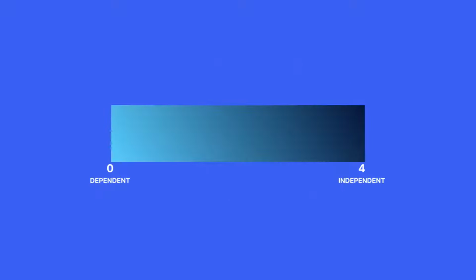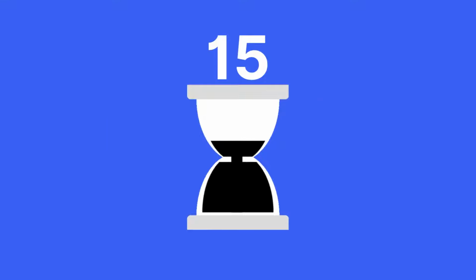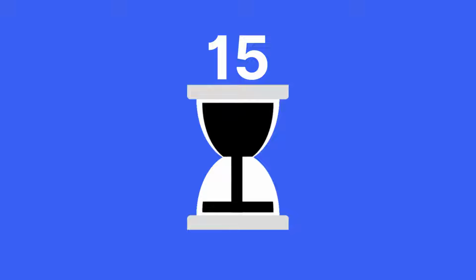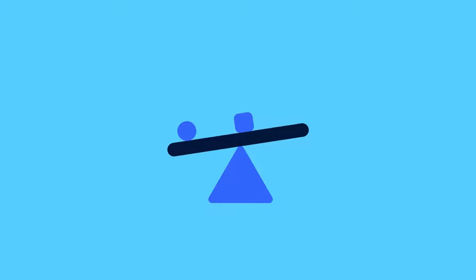Each task is scored on a 0 to 4 scale, where 0 indicates the individual cannot perform the task, and 4 indicates they can do so independently with no difficulty. There are 14 items, and the scale takes around 15 minutes to complete. The scale can be completed in either a clinical or home setting.